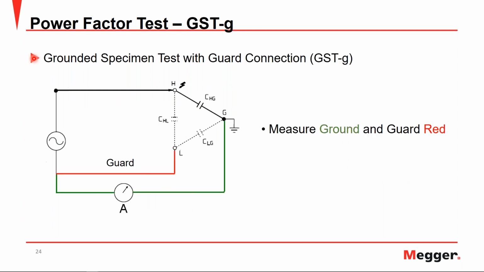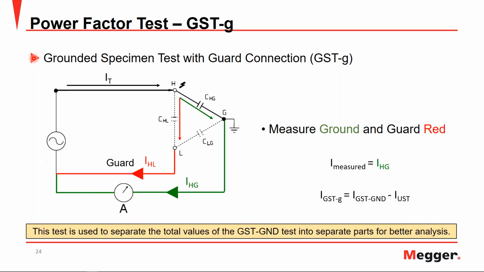Lastly, we have the grounded specimen test with guard connection, or the GST-G. In this situation, we can see the measurement lead in red actually being guarded and bypassing the ammeter, where the ground lead actually has the path of the ammeter. So in this situation, if we were to have our total current being injected, we have our 2 current paths, again, our high to low and high to ground. This time, our high to low leakage current will bypass the ammeter, and therefore only the leakage current from high to ground will be measured. Therefore, our measured current is our leakage from high to ground.